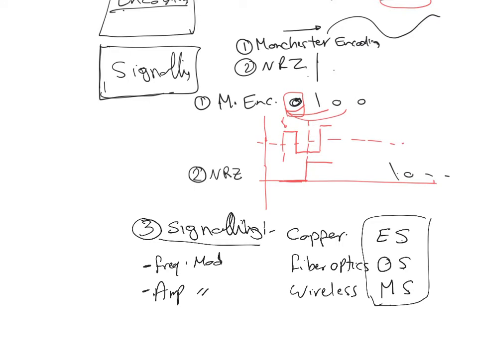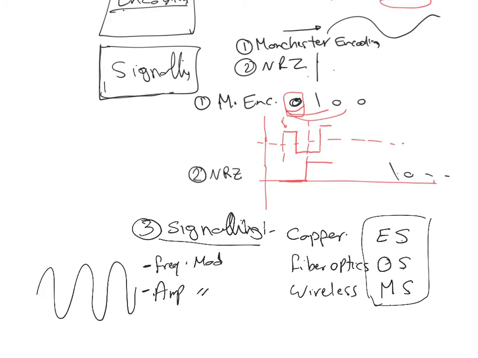For the signaling schemes, we have frequency modulation, which tries to vary the frequency of a carrier signal. A carrier signal is a predefined signal with fixed frequency. We take this fixed frequency signal and vary the frequency of that signal based on the amplitude of the input signal. And we'll see how this is done.